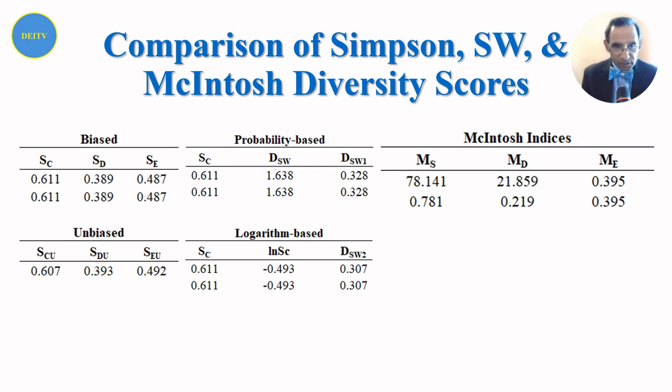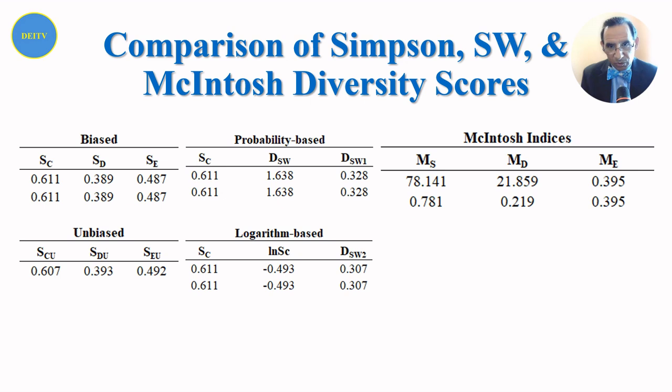There's the unbiased Simpson score, and again, the unbiased Simpson concentration score is 0.607. When you subtract that from 1, that gives you the unbiased Simpson diversity score, which is roughly 0.393. When you divide that by the maximum value possible, that gives you a figure of 0.492. And again, that means that the organization obtained 49% of the maximum value possible given the unbiased formula.